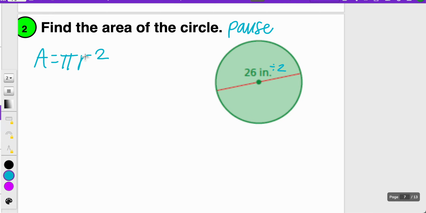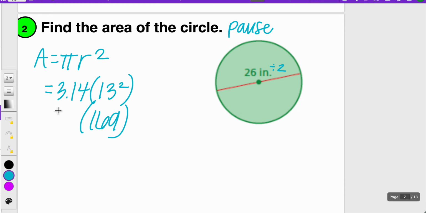All right, my area formula is pi times radius squared. So that's 3.14 times radius, which in this case is 13 squared. 13 times 13 is 169. So I'm going to be doing 169 times 3.14. And I'm going to get 530.66 square inches.